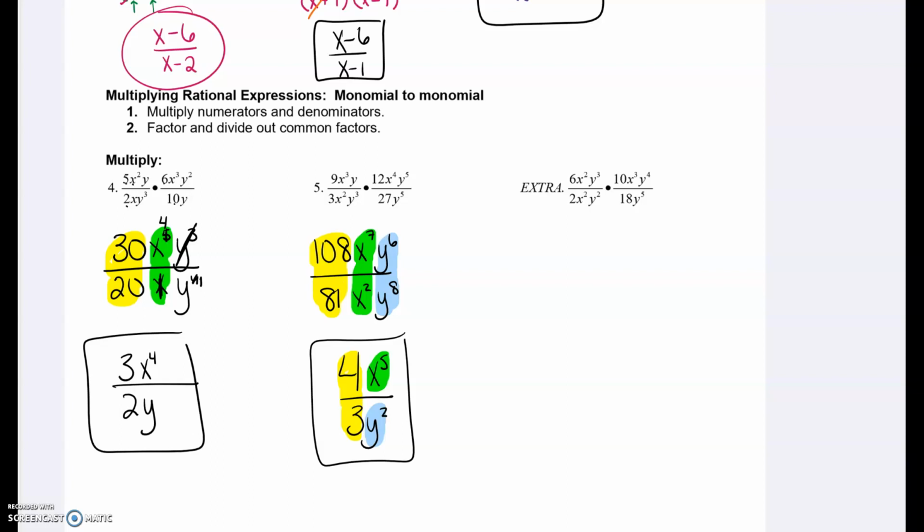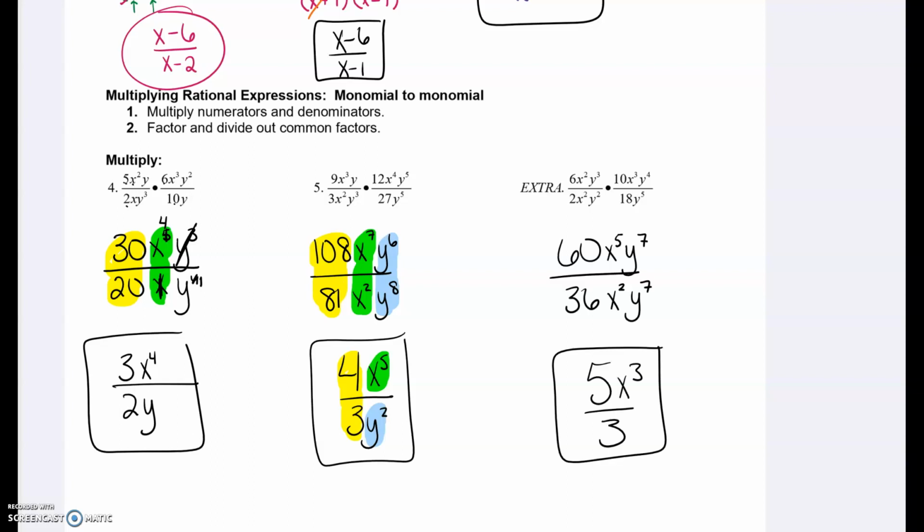If you want to pause the video, you can try this extra problem on your own. I'm going to pause the video and pop the answer up here in just a second. The only thing you really need to note in this problem is that you have y to the 7th on the top and y to the 7th on the bottom, so those completely cancel out, and that's why there are no y's left in that answer. Okay, let's move on to the next page.